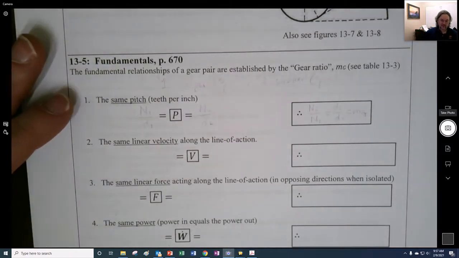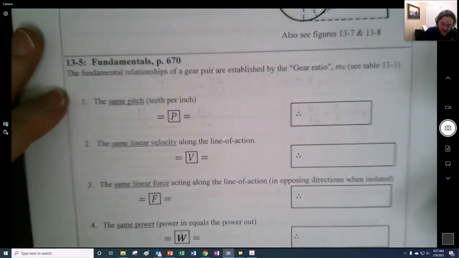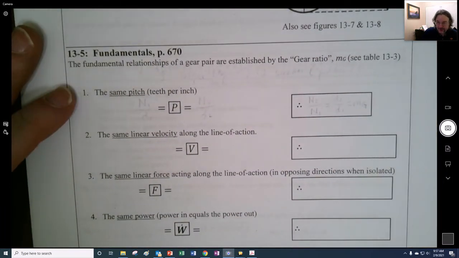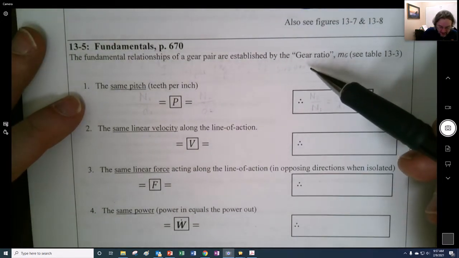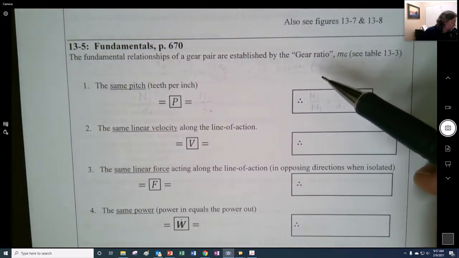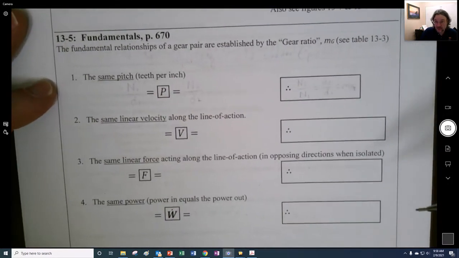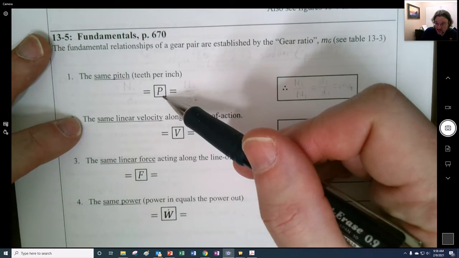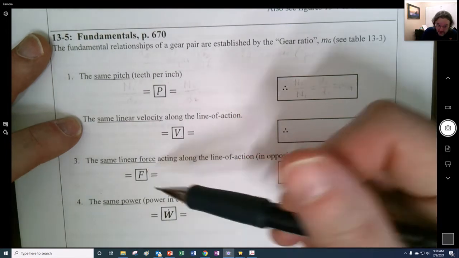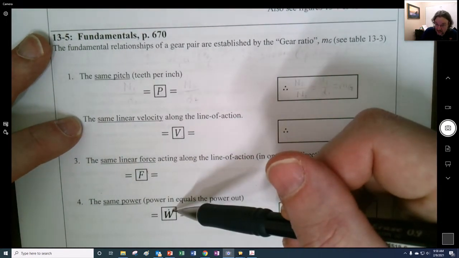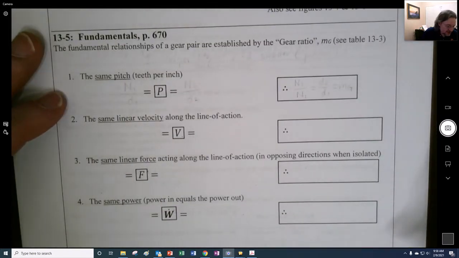Continuing on with part 4 of class 3 in ME470 and dealing with gears in chapter 13, we're going to talk about these fundamental relationships between gears, gear pairs. I think of these as having 4 things that have to be true about a gear pair. First, they have to have the same pitch. They have to have the same pitch line velocity. They have to have equal and opposite forces, and the power in has to equal power out, right? So these 4 things will establish what the gear ratio really means.